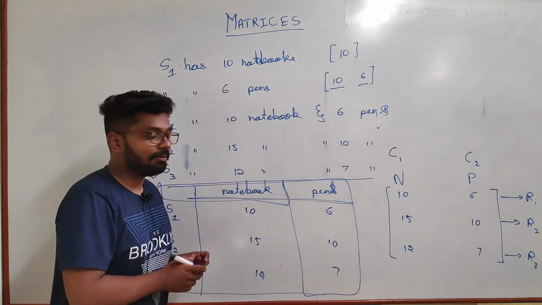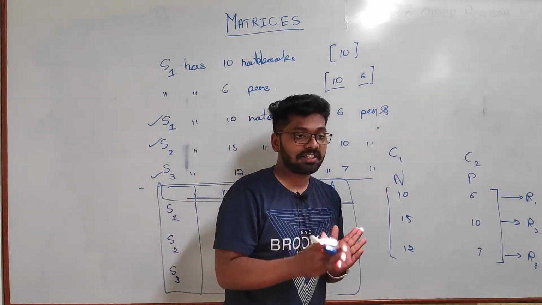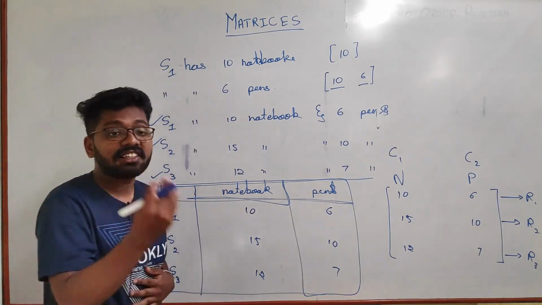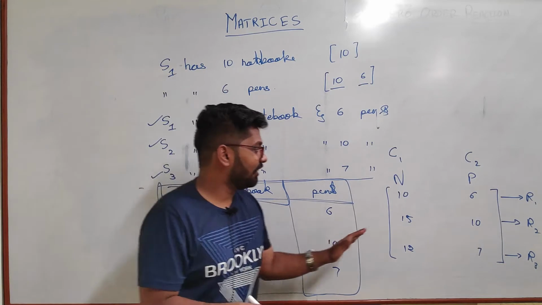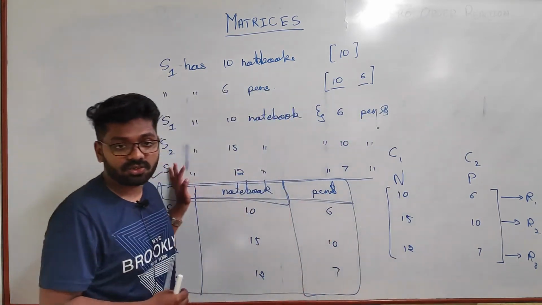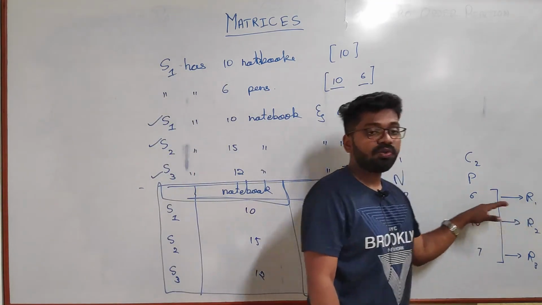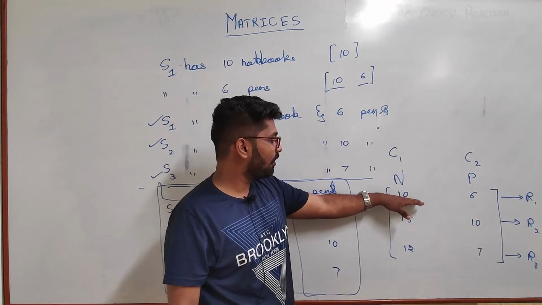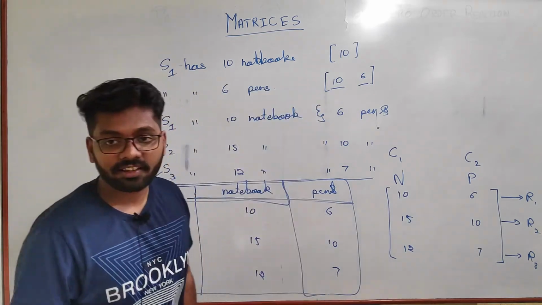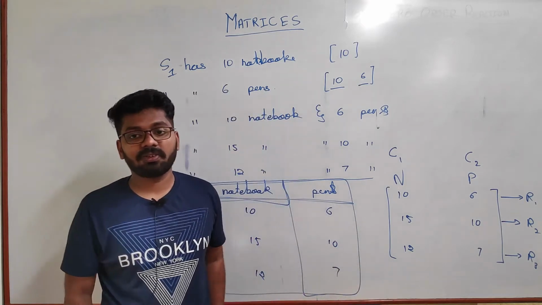Now, column 1 represents the number of notebooks present with the 3 students S1, S2 and S3. I am trying to tell you in sentence form. Column 2 represents the number of pens present with the 3 students S1, S2 and S3. And row 1 represents the number of notebooks and the number of pens present with S1. So this is nothing but the orderly arrangement of numbers, known as a matrix.